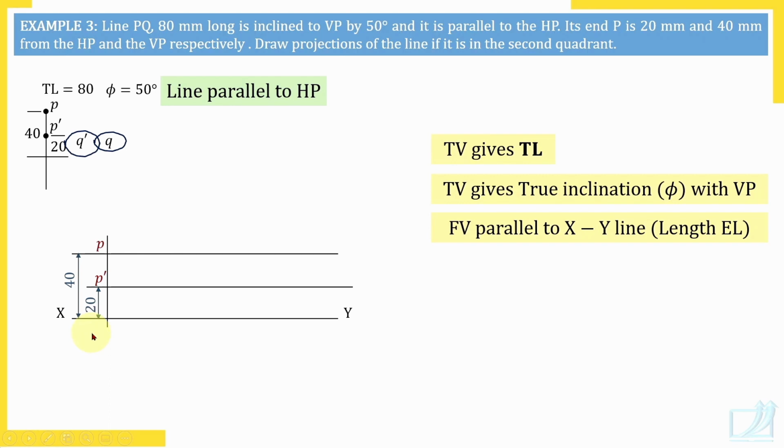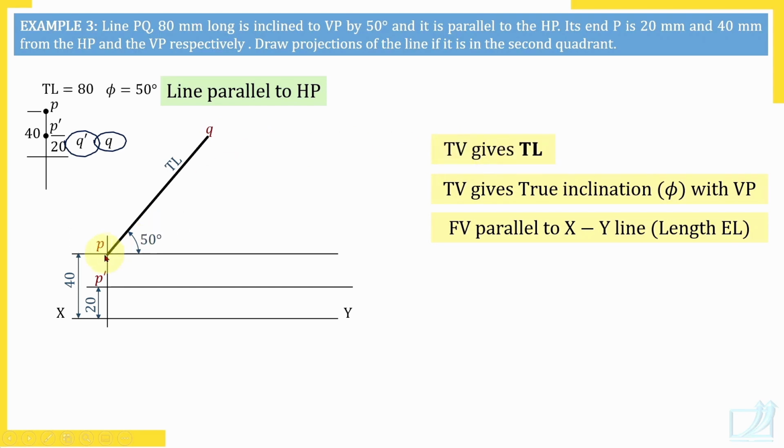As usual, draw horizontal lines parallel to the XY line. Now we know that the top view gives true length and true inclination. What is the true length? 80, and the true inclination is 50 degrees. Top view means PQ labeled with small letters. Q dash you want above the XY line, and Q also you want above the XY line. So here is P, and we are drawing PQ. At point P you measure an angle of 50 degrees and draw the line of true length 80 millimeters. This is how we have drawn the top view PQ.